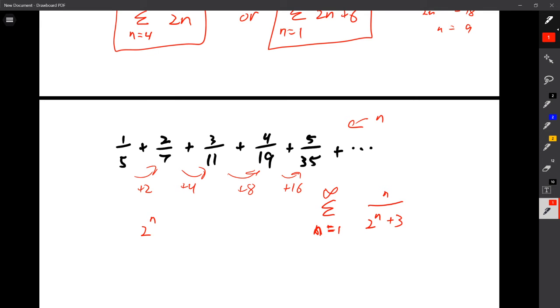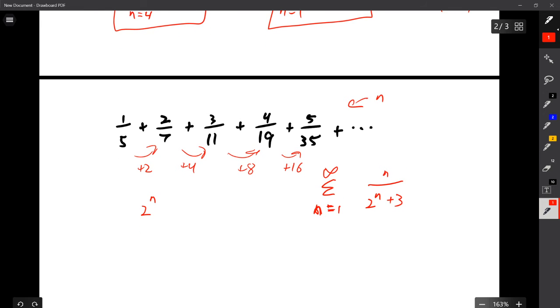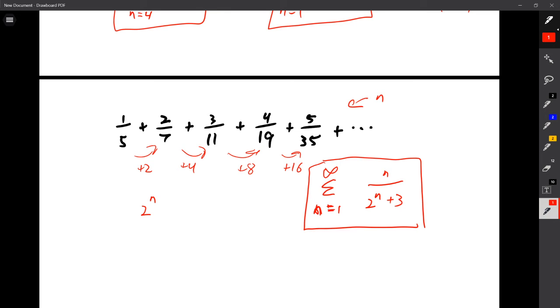But the question is, will this continue to give me the pattern that I want? So the second term would be 2 squared plus 3. That would be 4 plus 3. That's 7. The third term would be 2 cubed plus 3. 2 cubed is 8, plus 3 is 11. Then the fourth term would be 2 to the fourth, which is 16, plus 3, 17, 18, 19. Sweet, it works. So this could be represented as the sum from n equals 1 to infinity of n over 2 to the nth plus 3.